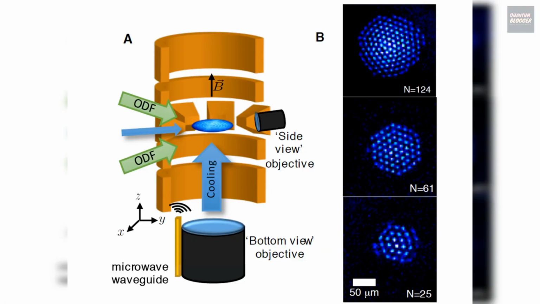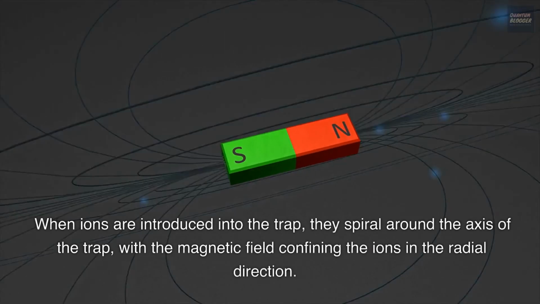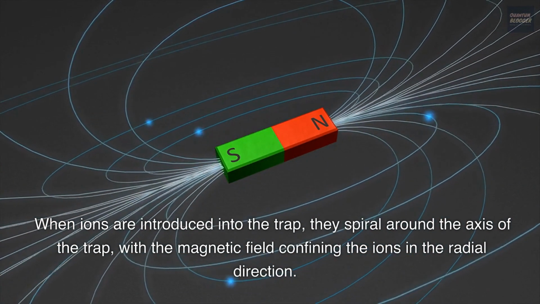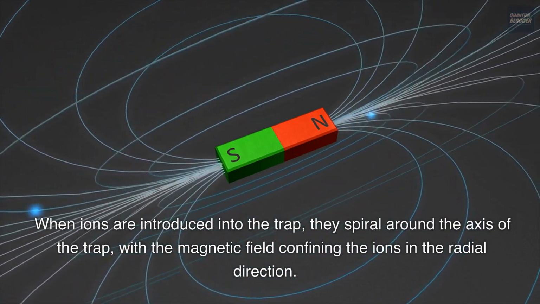A Penning trap, on the other hand, uses a combination of magnetic and electric fields to trap ions. The trap consists of a cylindrical electrode surrounded by a strong magnetic field. When ions are introduced into the trap, they spiral around the axis of the trap, with the magnetic field confining the ions in the radial direction.